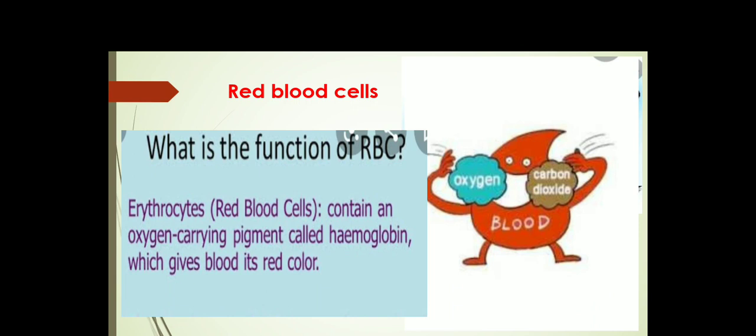Now, what is the function of hemoglobin? It will carry the oxygen throughout the body, and it will carry the carbon dioxide from different organs, and then carbon dioxide will come out from our body. Understand? So, what is the function? It will carry the oxygen throughout the body. Because of the hemoglobin, the blood appears red in color.